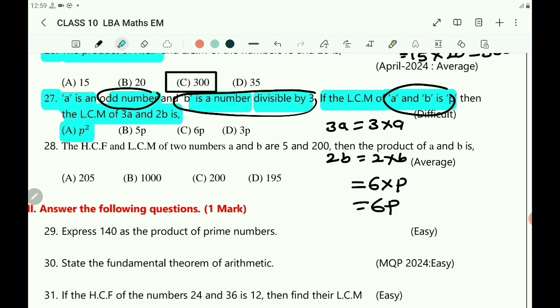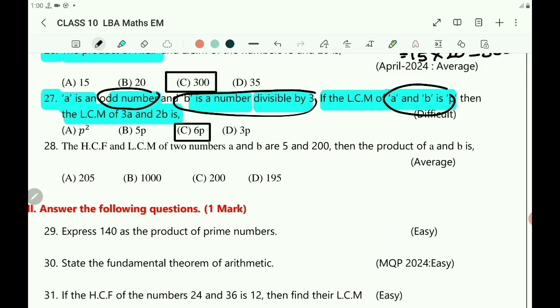Here A, P square, is wrong. B, 5P, is also wrong. C, 6P, is correct. D, 3P, is also wrong. So what is the answer? Option C, 6P, is the answer.